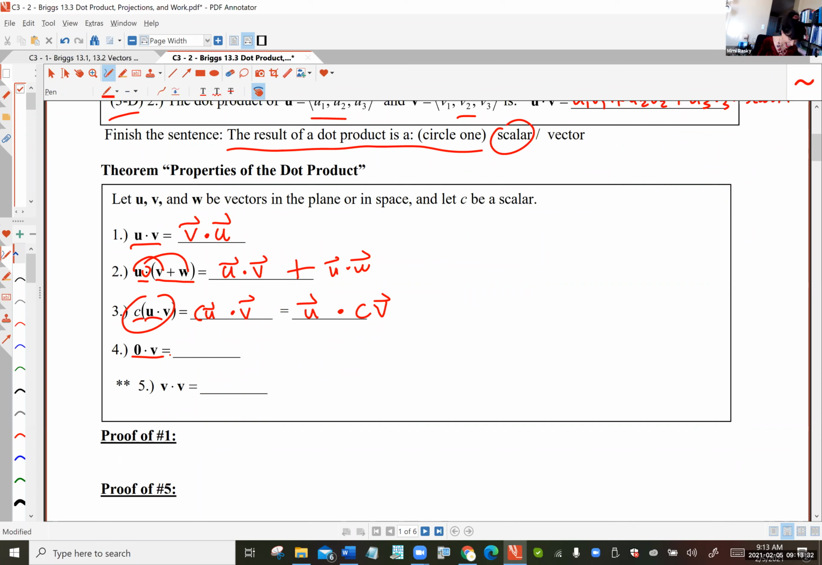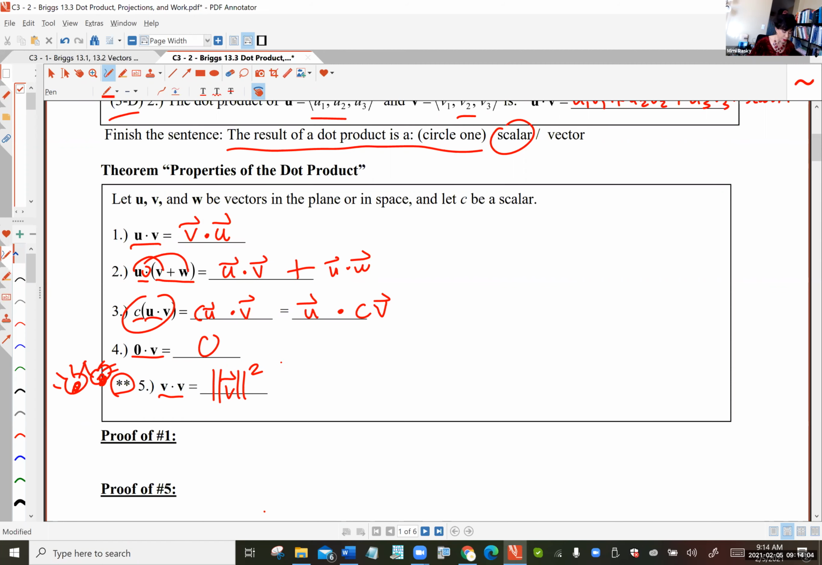Yeah, true. And this one, I put a double asterisk by for a reason, because you want to keep your eyeballs on this one. Not only is it weird, it's going to come up later in some other applications. It turns out that if you take the dot product of a vector with itself, you'll get exactly the same result as its magnitude squared.